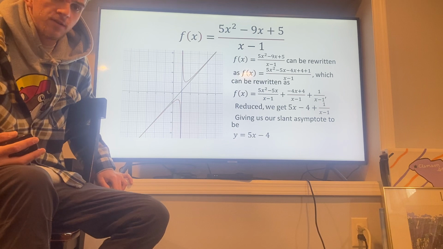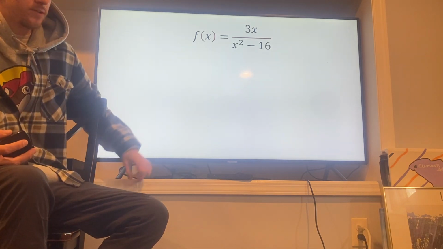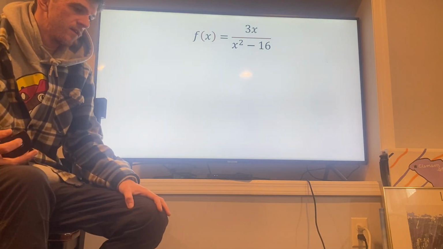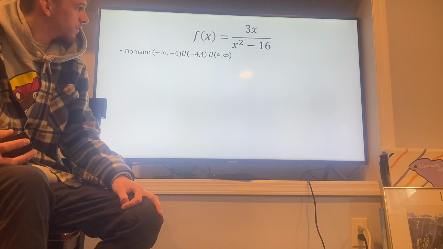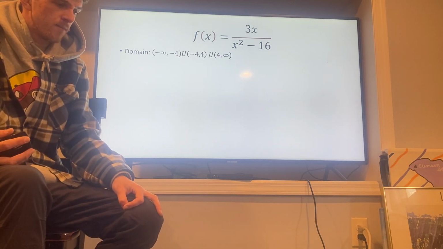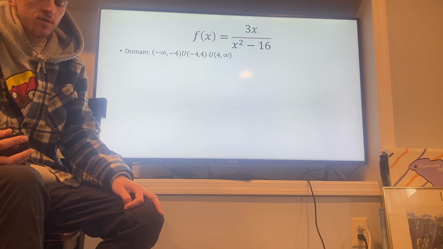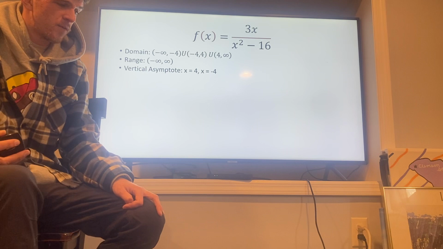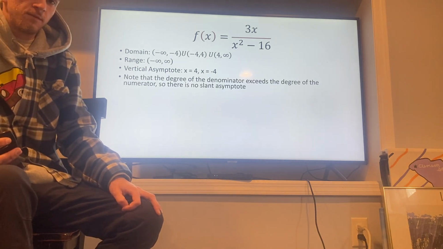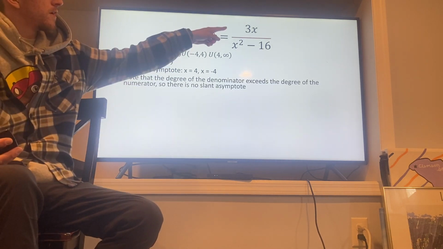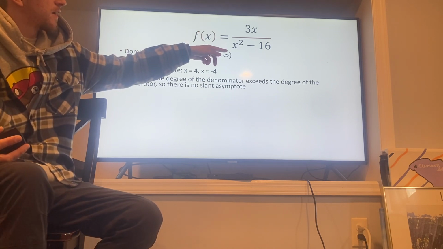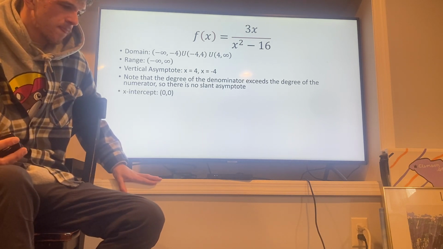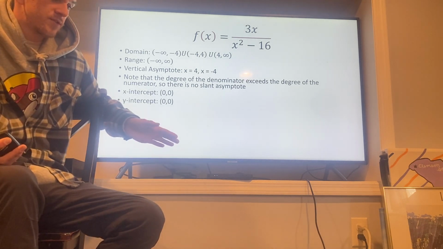So let's try this again. We're going to use the function f of x equals 3x over x squared minus 16. Our domain is all real numbers excluding 4 and negative 4. Our range is going to be all real numbers. We've got vertical asymptotes at 4 and negative 4. Recall that the degree of the numerator does not exceed the degree of the denominator by exactly 1, so there's no slant asymptote in this one. Our x-intercept and y-intercept are both (0, 0).